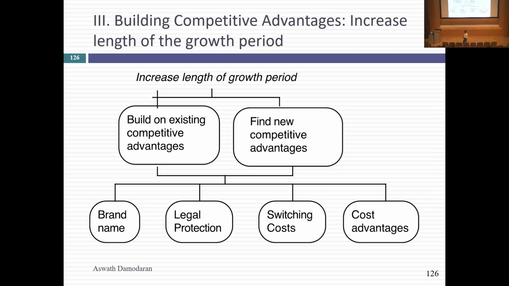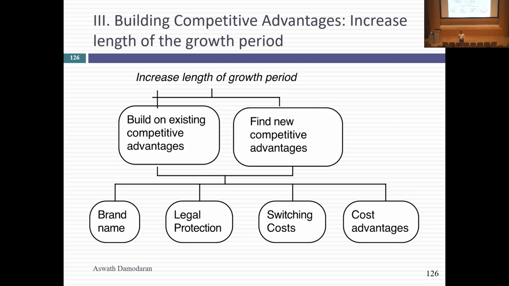Third stop, maybe I can increase the length of my growth period. On a spreadsheet, it's so easy to do, right? What do you do? You take 10 and you make it 20. That was easy. But in real life, to earn more than your cost of capital, you have to have barriers to entry, competitive advantages.